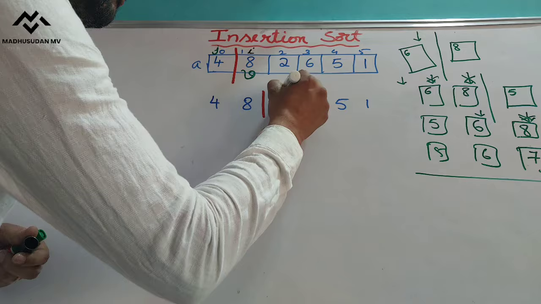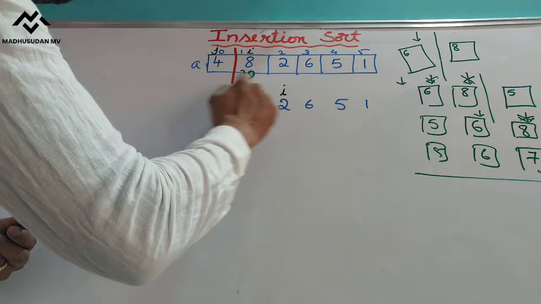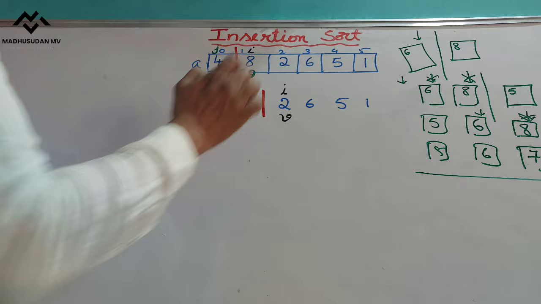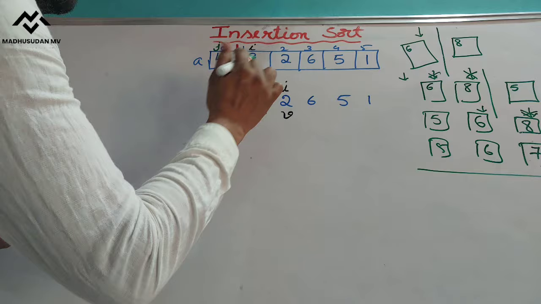Again, here I am not adding 0, 1, 2, 3, 4. We have to consider these positions. Again, I and J indicate positions. Now, the same element, I am taking it as value. Value in this case is equal to 2. I is also equal to 2. Now, I need to start comparing from the last element in the sorted list.